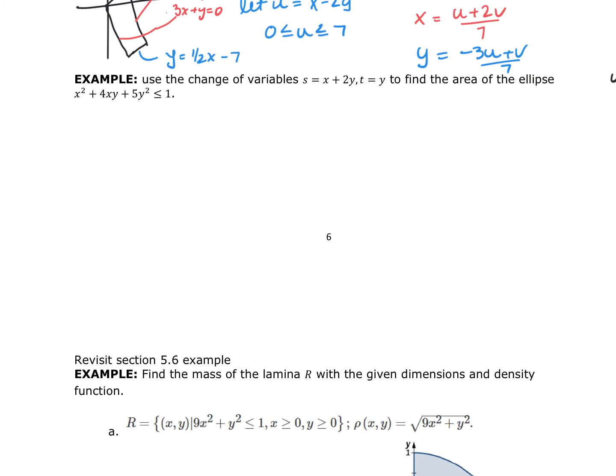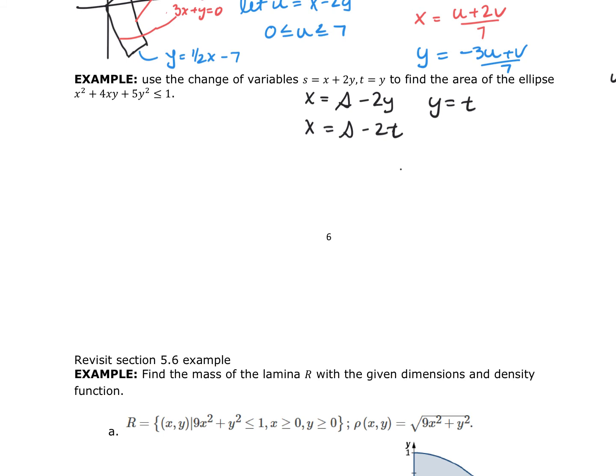All right, last one. Use a change of variables where s is, now they're giving me an appropriate s and appropriate t values. Find the area of the ellipse. So I need to solve for x. So x is going to be equal to s minus 2y, but y is equal to t, so x is equal to s minus 2t, and y is equal to t.